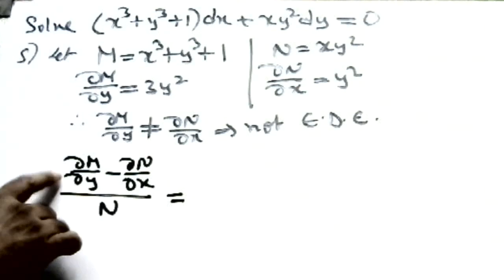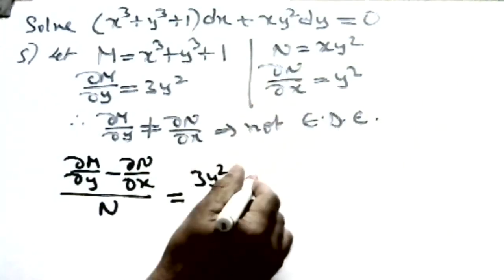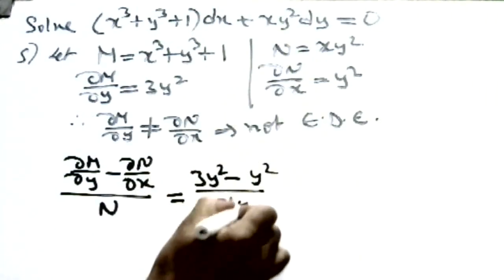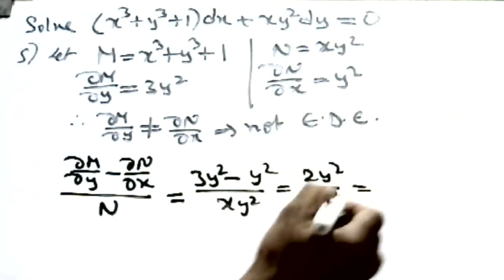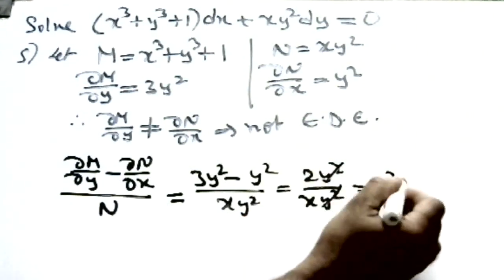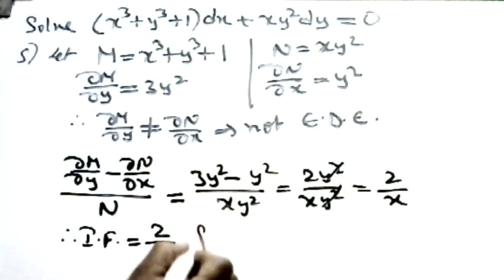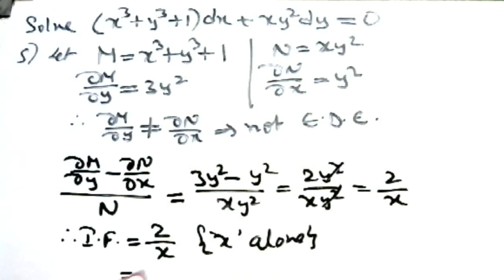Okay, equals to ∂M/∂y, which is 3y square, minus ∂N/∂x, which is y square, divided by N. The value of N is x y square. So this is 2y square by x y square. Y square will get cancelled, you are left with 2 by x. That is, the function is in terms of x alone. So we call this f of x.